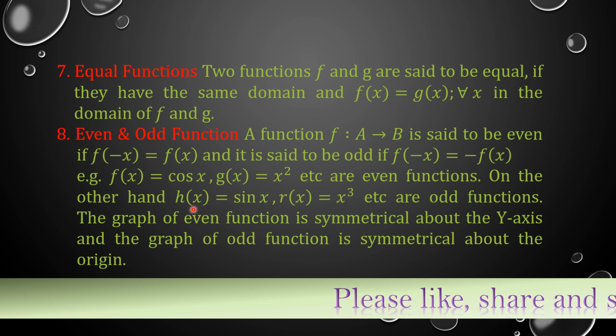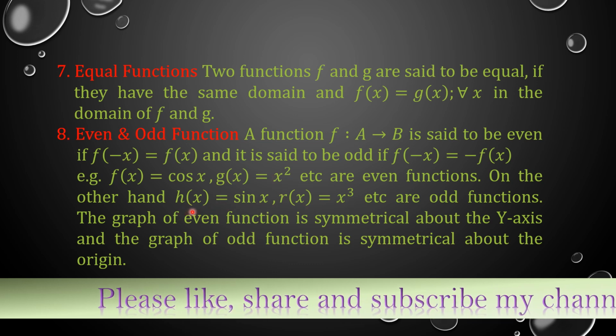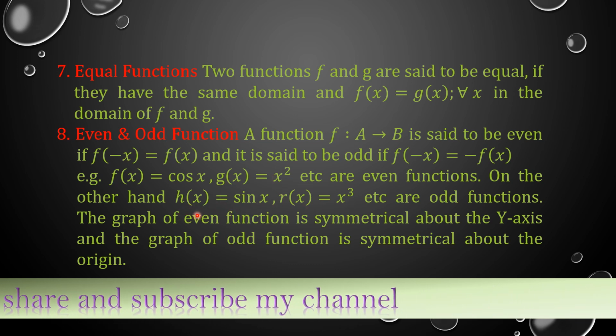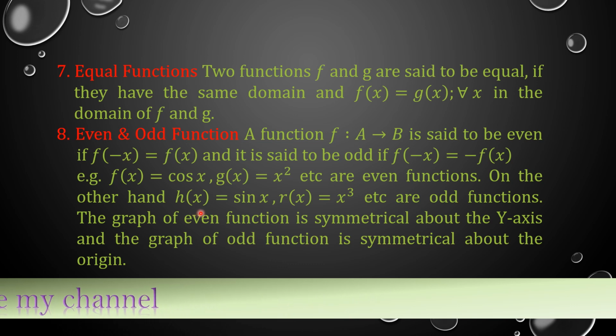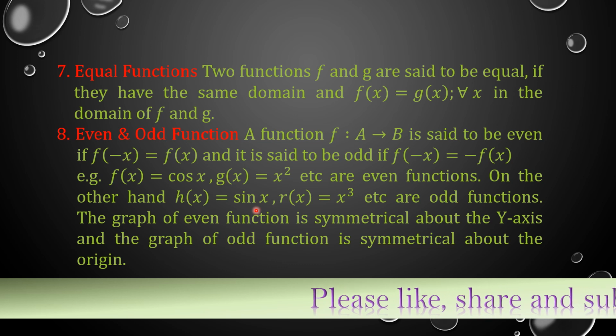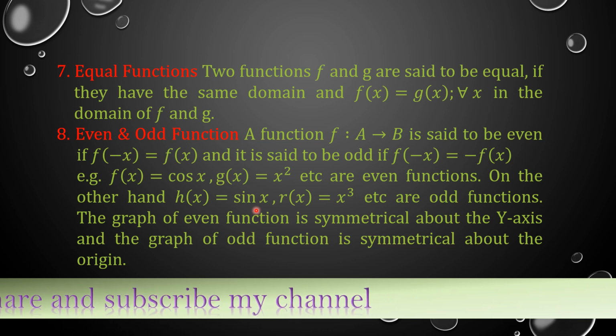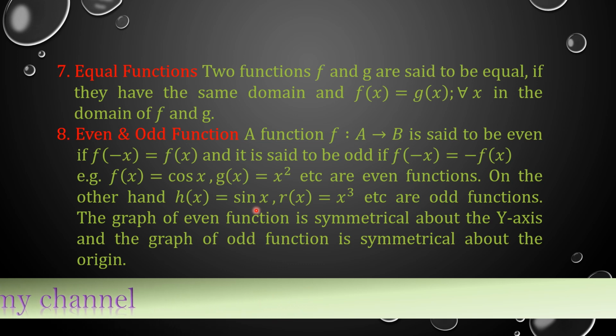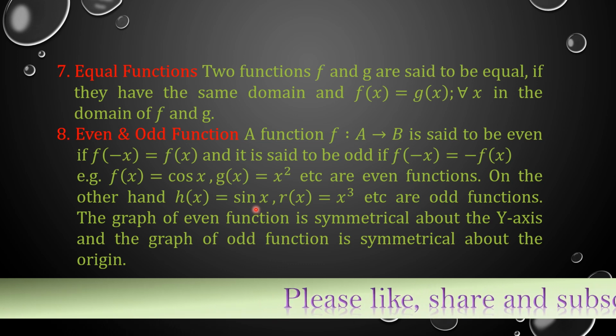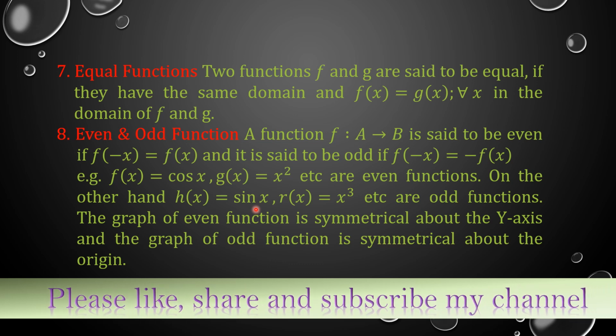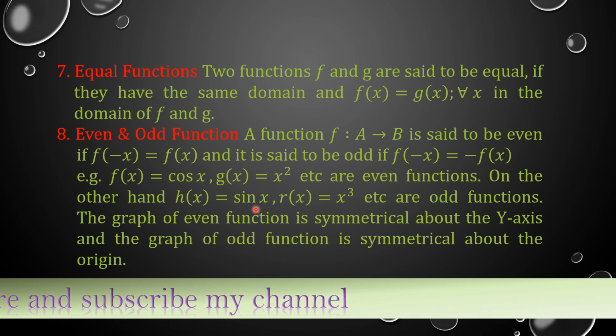And you see these two examples. Hx is equal to sin x. Now replace x by minus x. In that case, sin minus x. And from trigonometry, sin minus x is equal to minus sin x. That means minus hx. So after replacing x by minus x, we see that a minus will come in front of the function, and therefore it is an odd function.